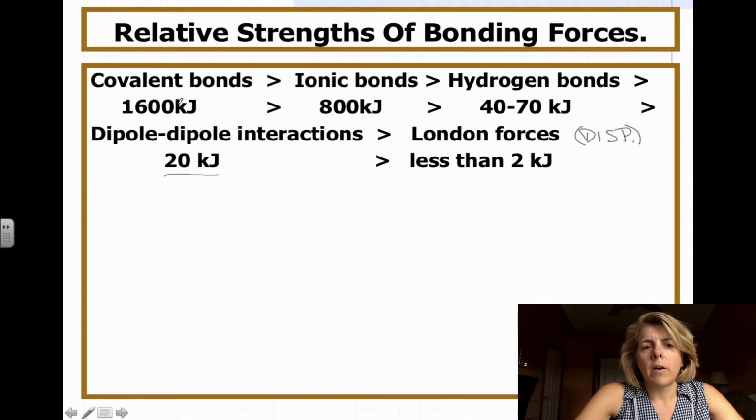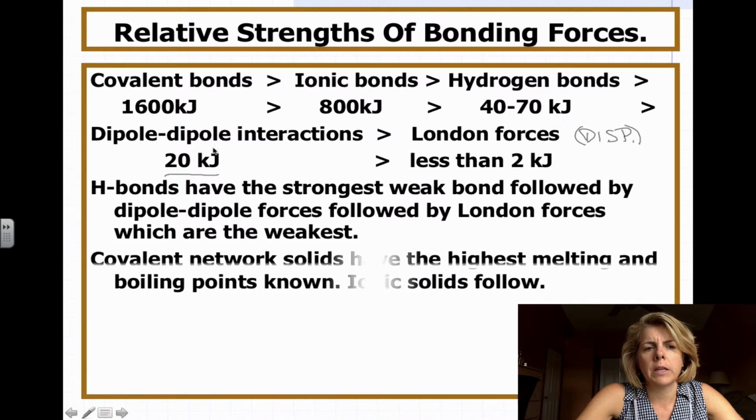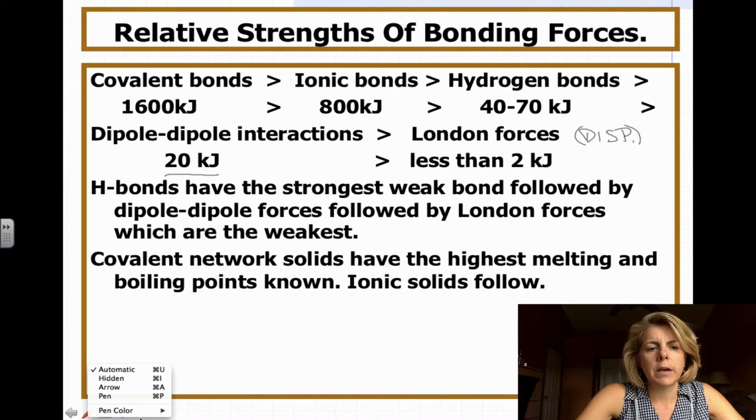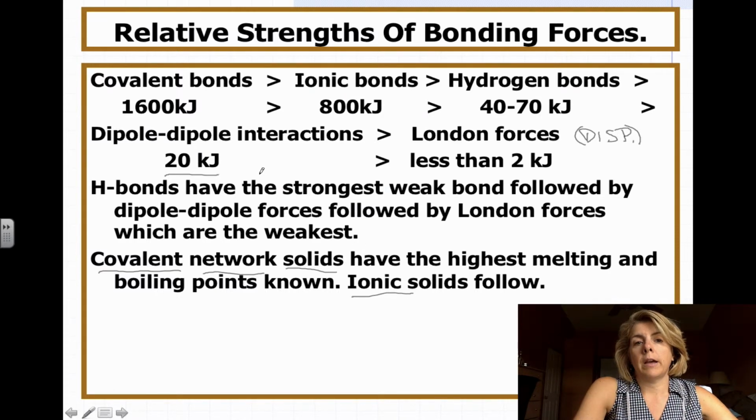Now, up at the top here, we have covalent bonds, ionic bonds, and hydrogen bonds. So the strongest bond, and let me talk about that here, we have what we call covalent network solids. Diamond is an example of a covalent network solid. And these are unusual molecules. These tend to have the highest melting and boiling points. Now notice that ionic solids are after that. So ionic solids are only 800 kilojoules.